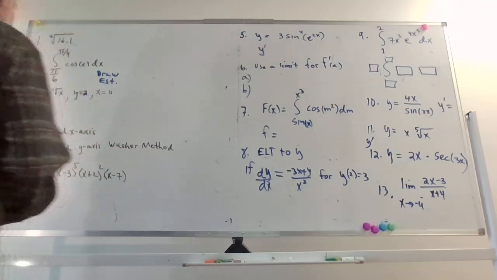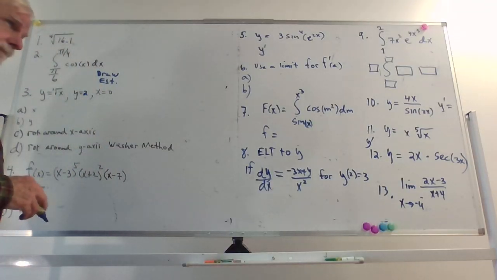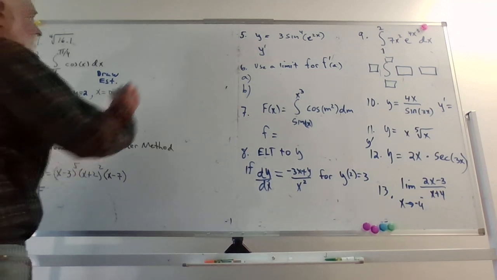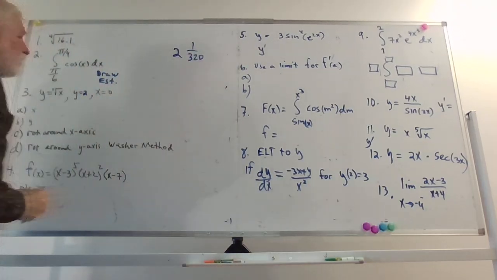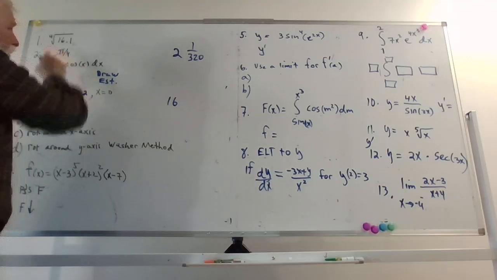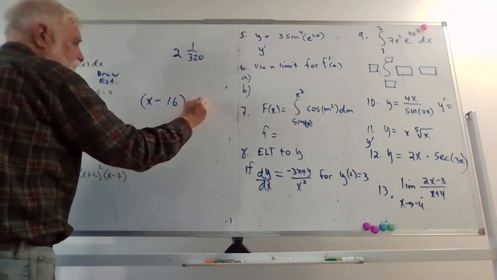So I'm looking at 1/4, 16 to the minus 3/4. 1/32, 1 over 320. I'm going to say it's 2 and 1 over 320. Let's go find out. So I'm going to use 16. And if I take the fourth root of 16, I get 2. So I can write that.